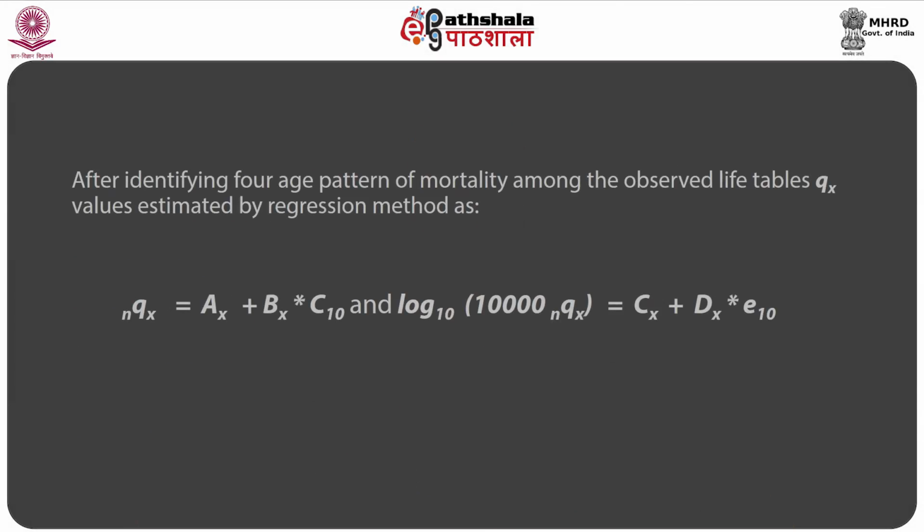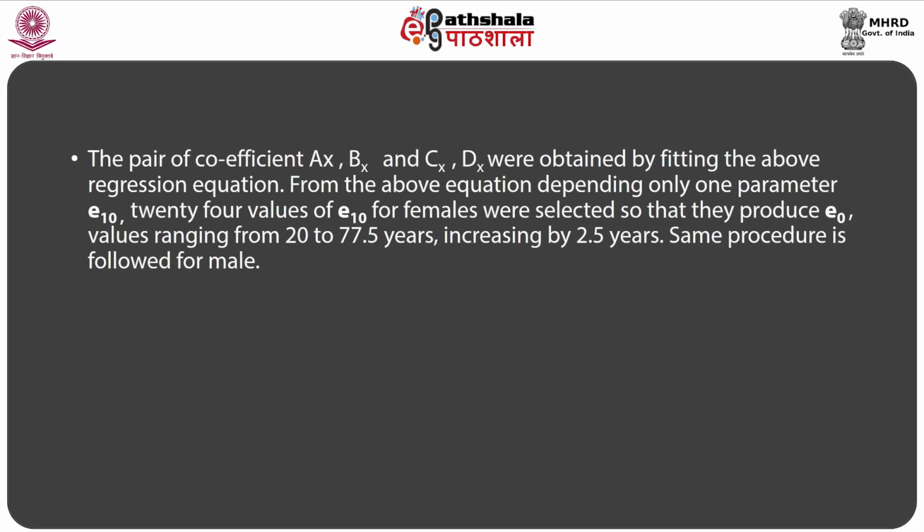After identifying 4 age patterns of mortality among the observed life tables, qx values were estimated by regression method as nqx equals AX plus BX multiplied by log base 10 of e10 multiplied by 10,000, and nqx equals CX plus DX multiplied by e10. The pair of coefficients AX, BX and CX, DX were obtained by fitting the above regression equation.